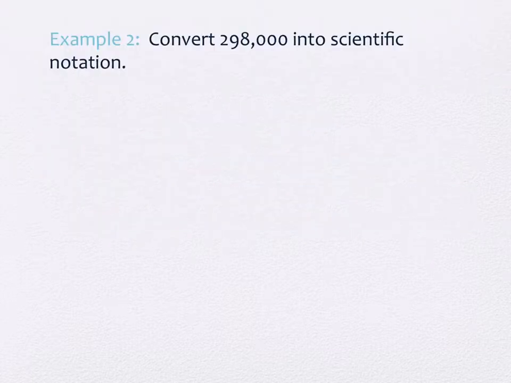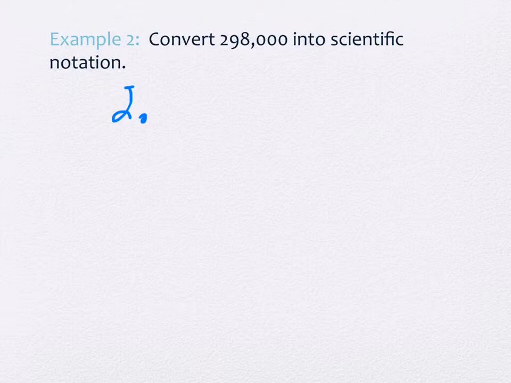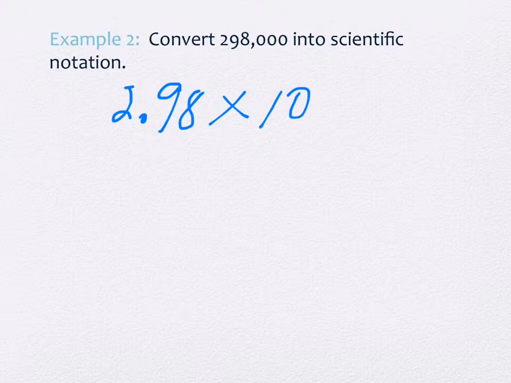Alright, so next thing we're going to do is an example of changing a standard numeral into scientific notation. The first thing you'll notice is that this 298,000 needs to be 2.98. And we need to write 10 to some power, and for the power, we just count how many places we went over. So this is 3, and then 4, 5. So this would be a power of 5, and it's negative, so negative 5.